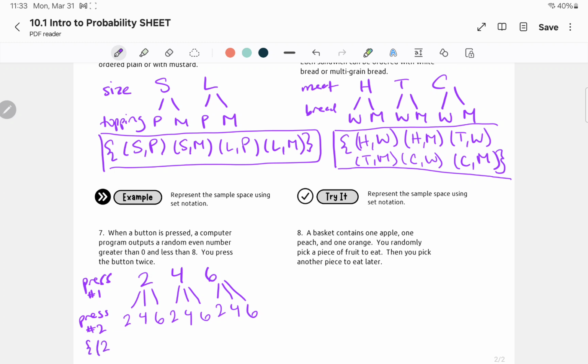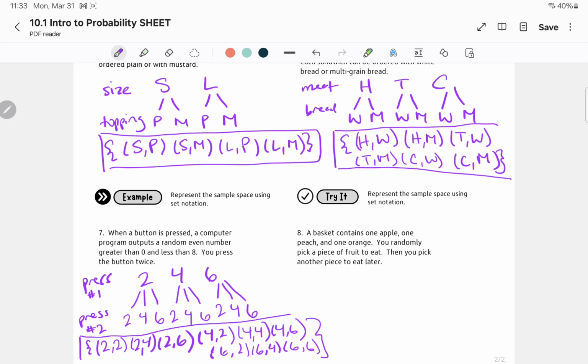So if I push 2 the first time, I can push 2 the second time. If I push 2 the first time, I can push 4 the second time. Or if I push 2 the first time, I can get 6, okay? Then we go again. I can do 4 and 2, 4 and 4, 4 and 6. And then my last ones, hopefully this will write. I could do 6 and 2, 6 and 4, and 6 and 6. Okay, so those are my outcomes for pressing the button twice.